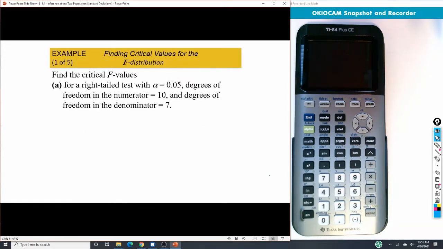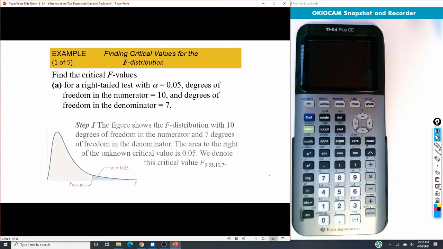Okay. So our first one, it says find the critical values here for the F values. It's a right-tailed test, so we know that we're just keeping it as it is. Our alpha is 0.05, then our degrees of freedom in the numerator are 10, and the degrees of freedom in the denominator are 7. So they already tell us what our degrees of freedom are for those. Okay, so we're going to be looking for F of 0.05, comma 10, comma 7. All right, so that tells me the numerator and denominator.